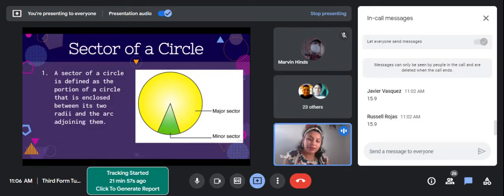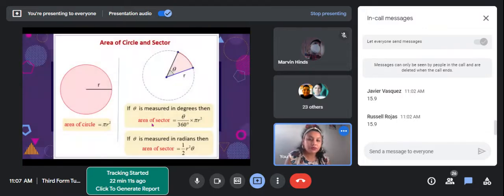A sector can be defined as the portion of a circle that is enclosed by two radii. And as I mentioned, the center of the circle is where it begins, and it is enclosed by two radii and the arc that forms them.